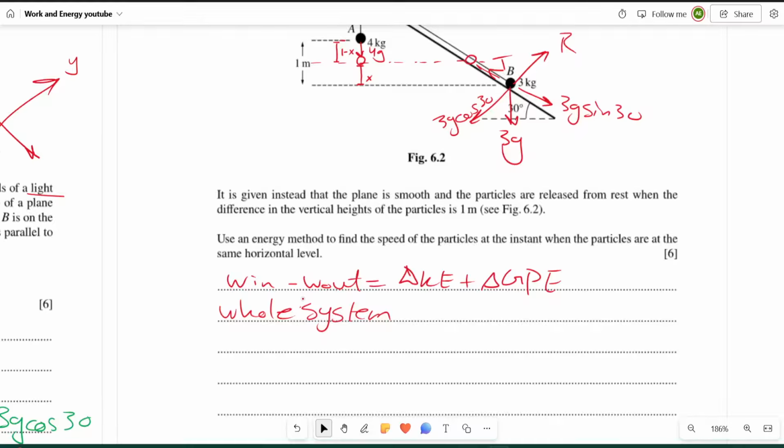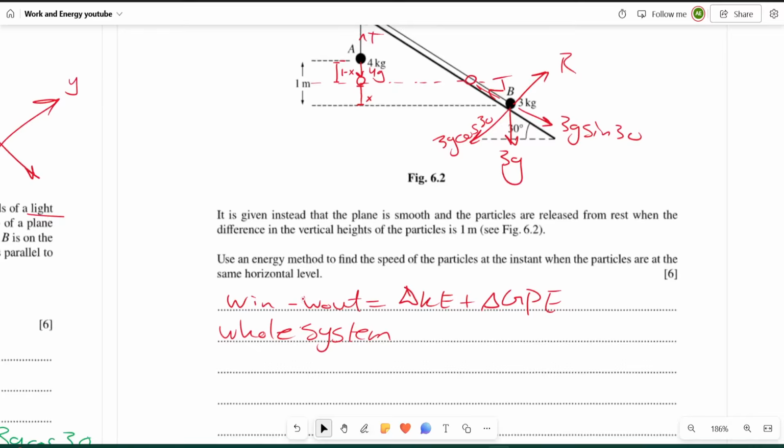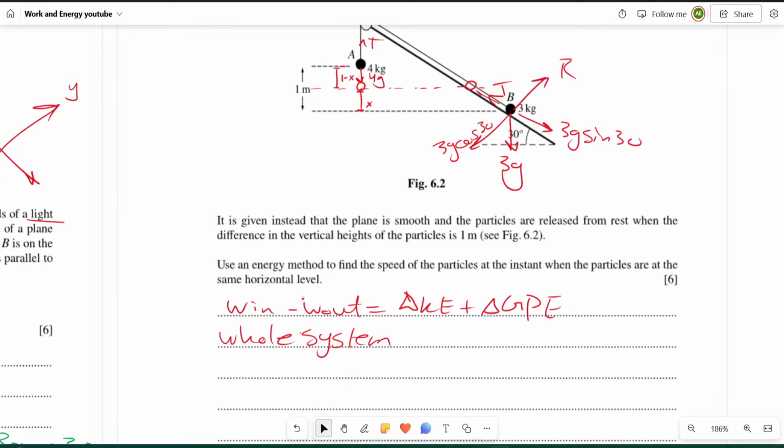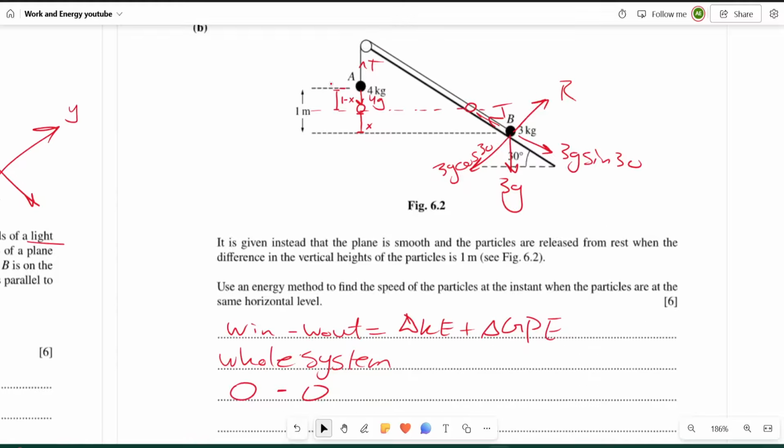So the work in: is there any external force, and the word external means not weight, that's giving energy into the system that is not weight nor tension? No. So my work in is 0. Is there any work out? Is there any external force that's not weight and not tension, because we excluded tension, that's causing resistance to my system? No. If I'm not doing this trick and I'm taking A alone, there will be some work out caused by this tension, right? So I'm going to have a tension times the distance that A moved, which is 1 minus x.